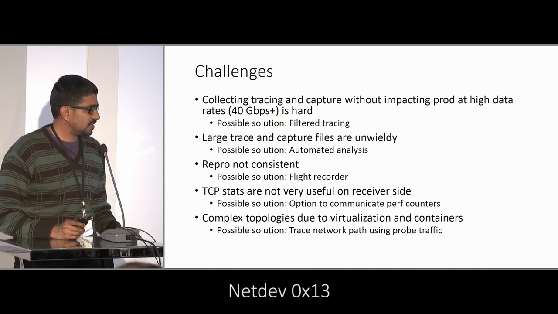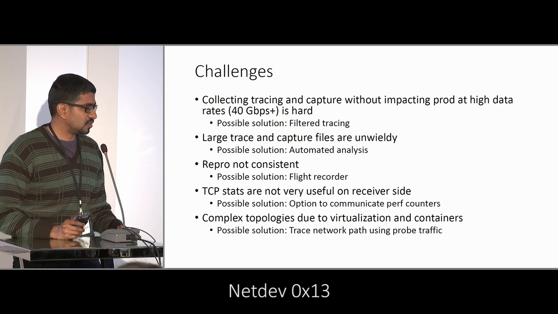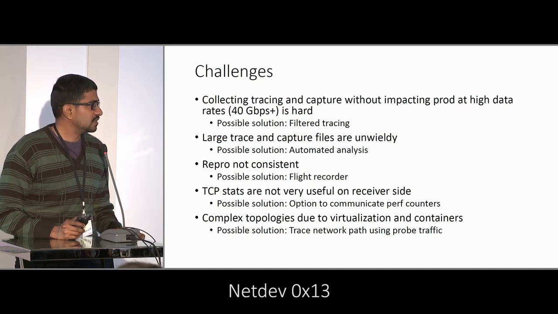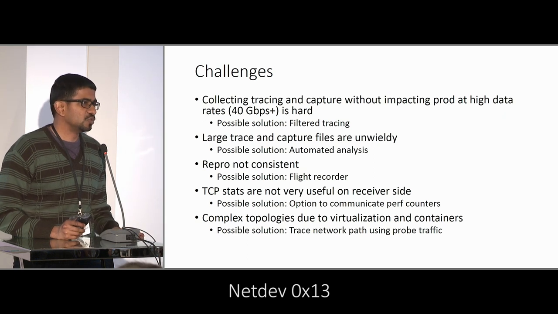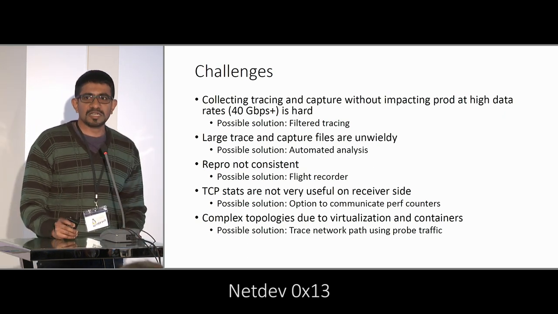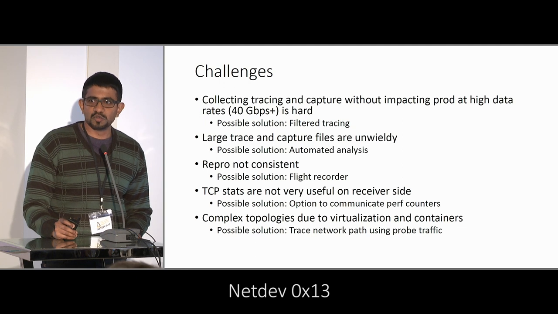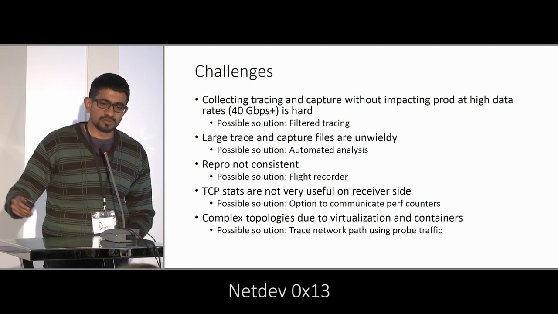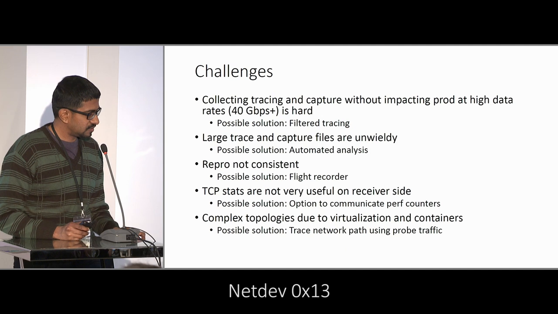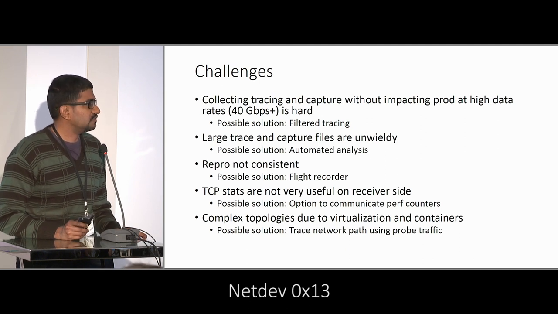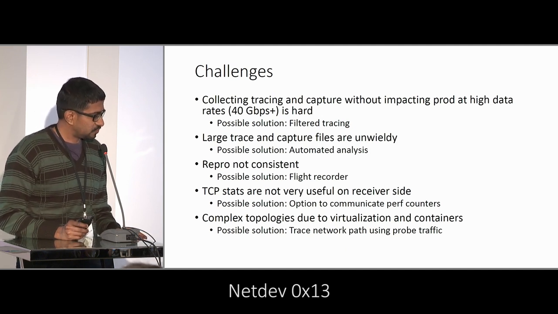One of possible solutions there is something like a flight recorder, which records TCP stats of interest and keeps it in memory even after the connection dies. So you can do some kind of post-analysis after the incident and go back and filter for the 4-tuple that failed and look at its stats. So this is something that we have recently built and we find it very useful.